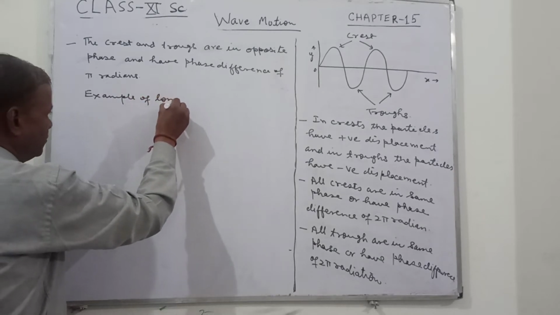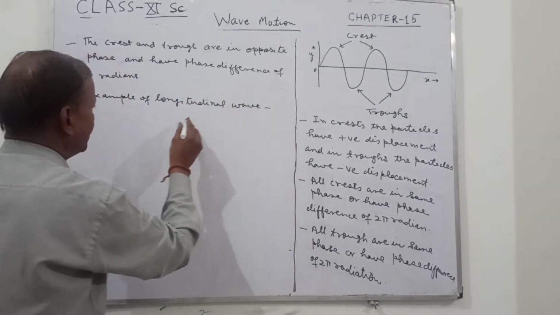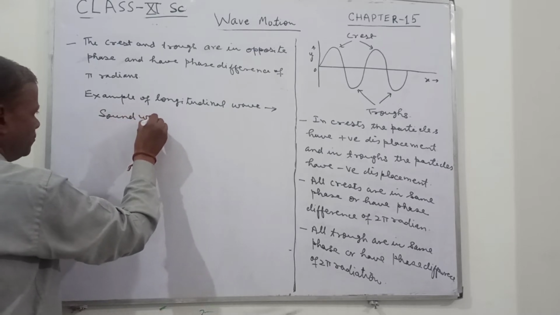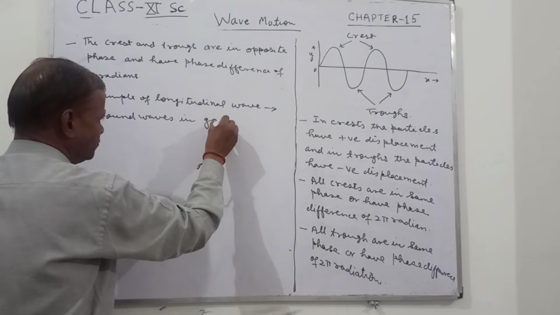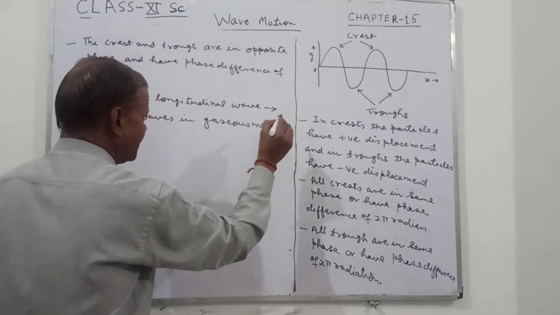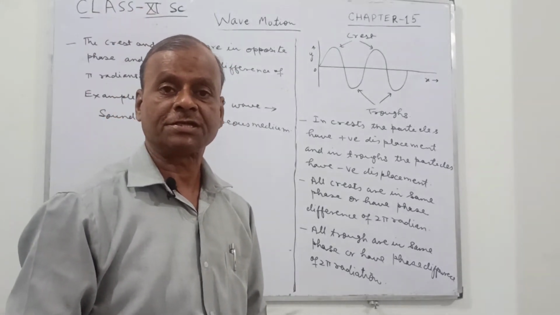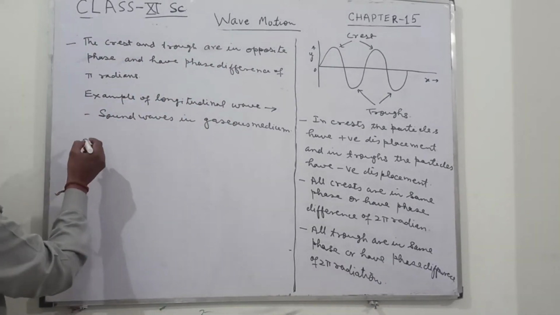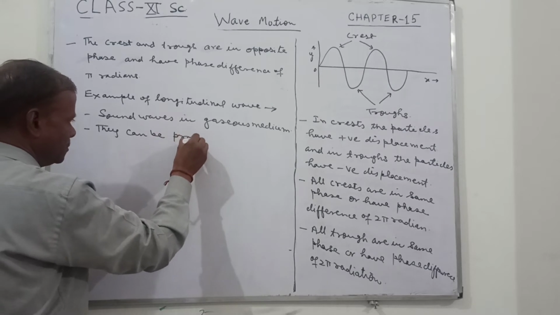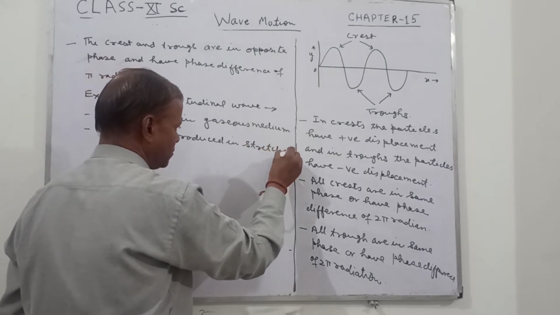Example of longitudinal wave: sound waves in a gaseous medium. In a gaseous medium, sound waves are always longitudinal, but they can also be produced in stressed strings.